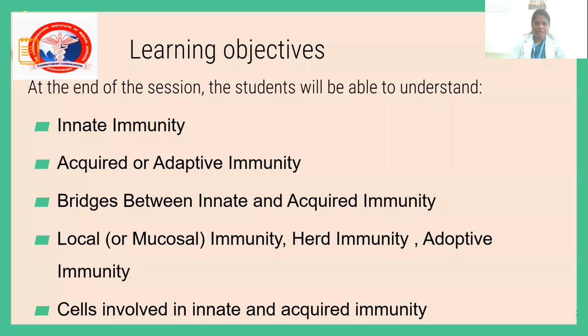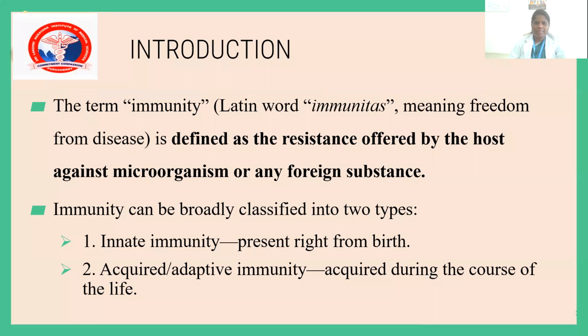So these are my learning objectives. By the end of the class, you will be aware of what immunity is, how it is classified, and what cells are involved in this immunity. Let me give the definition for immunity. Immunity is the resistance offered by the host against microorganisms or any foreign substances.